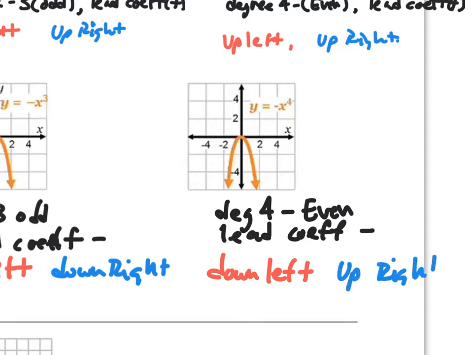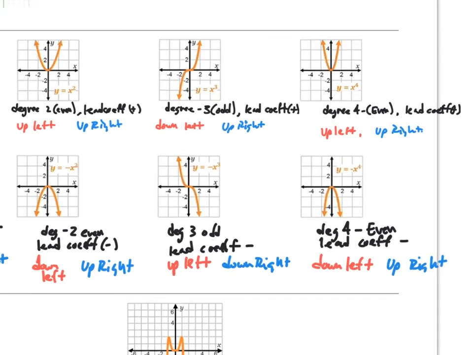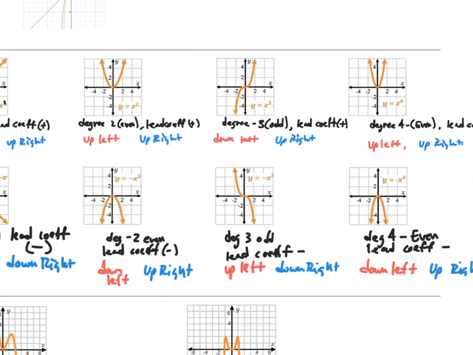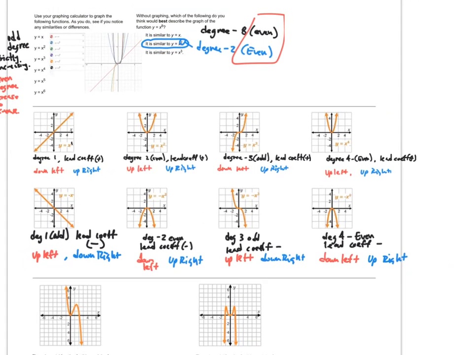So what we want you guys to be able to do is look at a function, identify what the largest exponent is, and then determine what kind of exponent I have. What's my leading coefficient doing? And then, boom, I know what the graph is going to look like end behavior-wise, okay? That's kind of it.